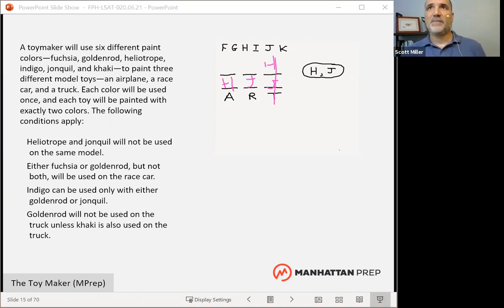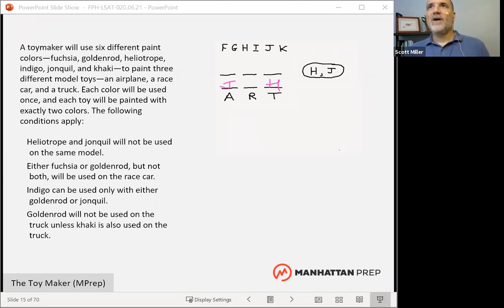Now, the reason I put a circle around them and the reason that I put that little comma in between is because they don't have to be in that order. It could be J over here and H over here, and they don't have to be directly next to one another. So that's what the circle and the little comma mean. They're always going to be side by side. They're never going to be in the same group.